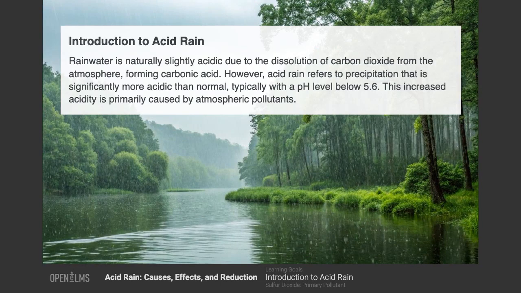Introduction to acid rain. Rainwater is naturally slightly acidic due to the dissolution of carbon dioxide from the atmosphere, forming carbonic acid. However, acid rain refers to precipitation that is significantly more acidic than normal, typically with a pH level below 5.6. This increased acidity is primarily caused by atmospheric pollutants.